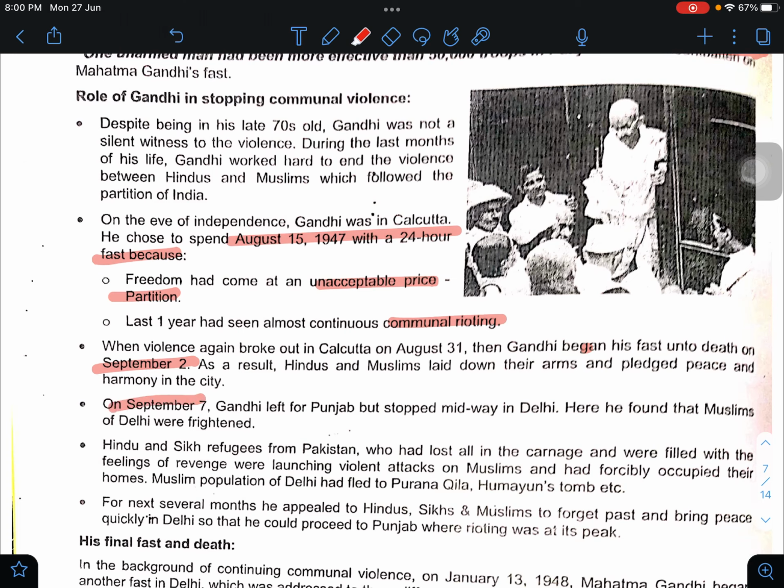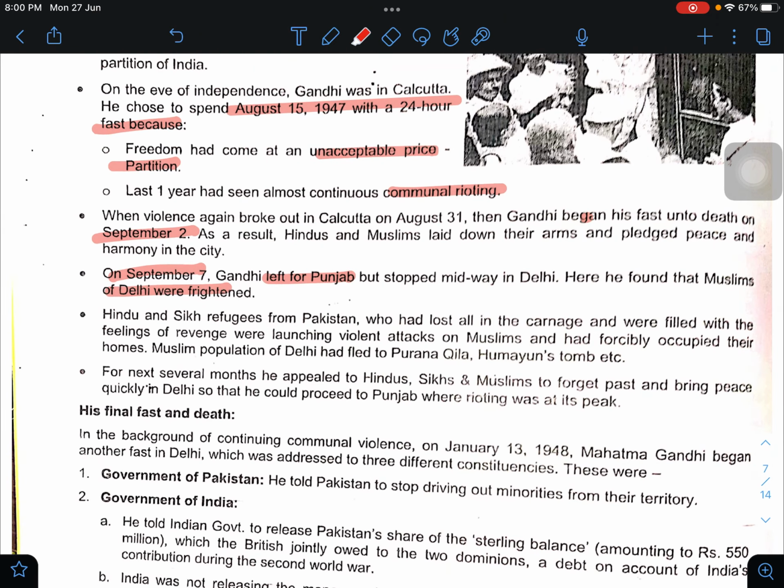On September 7, Gandhi left for Punjab but stopped midway. Here he found that the Muslims of Delhi were frightened. Hindu and Sikh refugees from Pakistan, who had lost everything in the carnage and were filled with feelings of revenge, were launching violent attacks on Muslims.